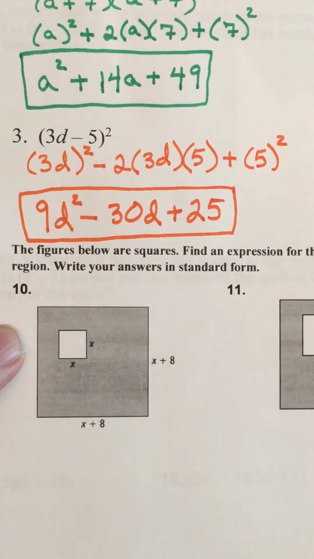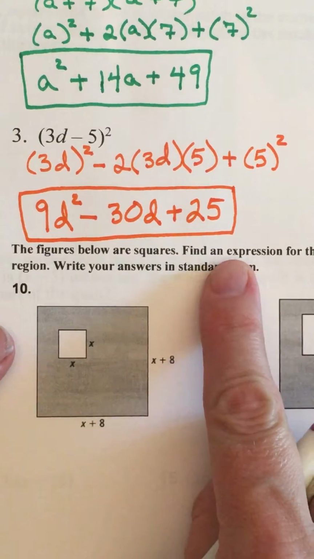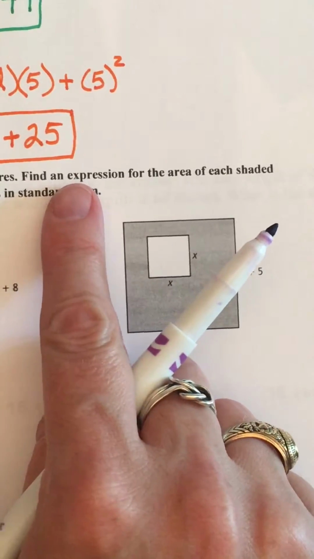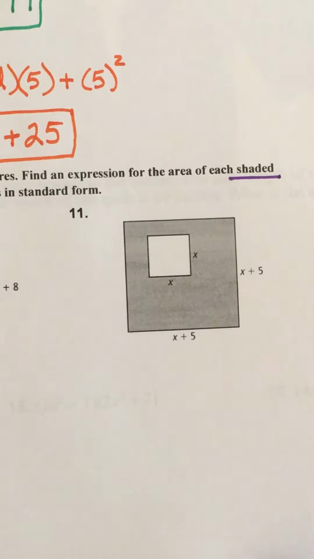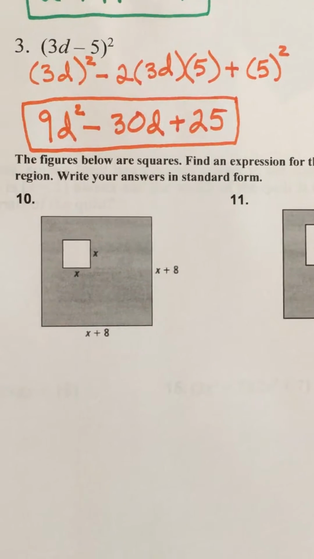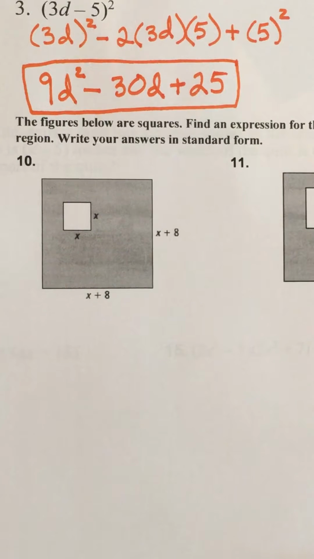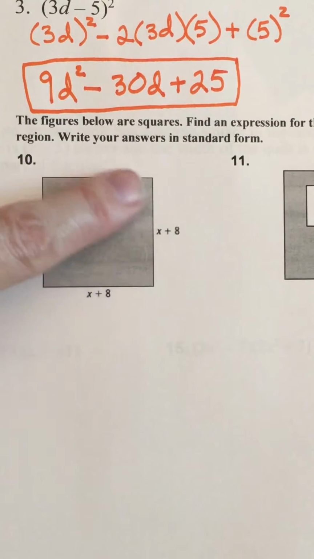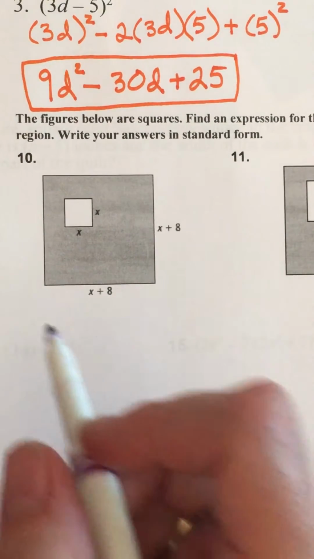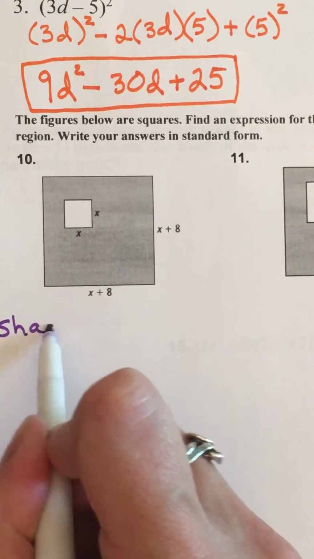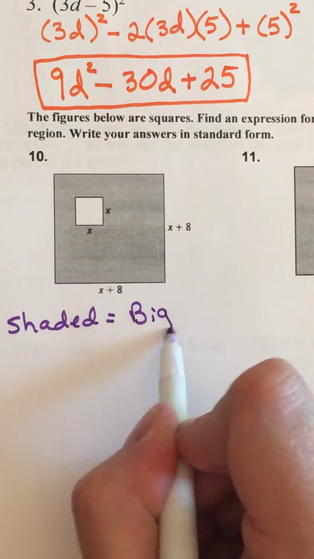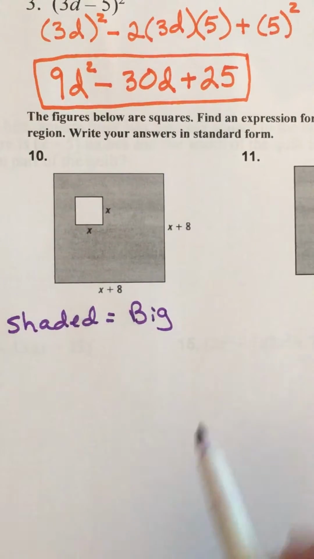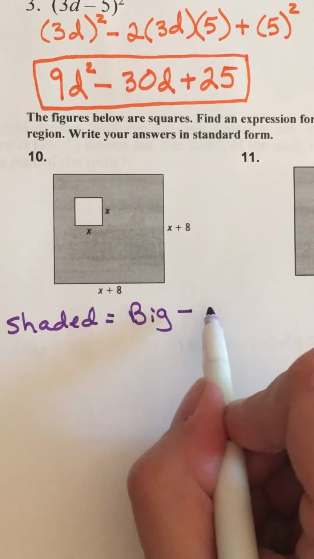On problem number 10, we are instructed to find an expression for the area of each shaded region. Underline shaded, because that's what your goal is, to go find. I need the shaded region. And then we're going to write our answers in standard form. Okay, so your shaded region comes from the big square, the whole thing of the big square, minus your small square.